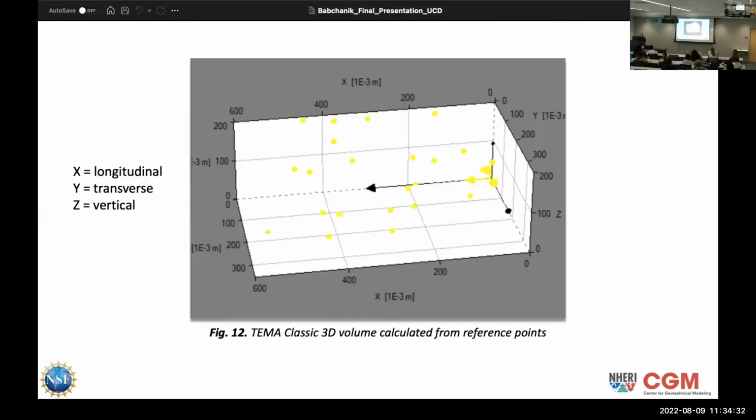So TEMA essentially calculates a volume from the given reference points that you give it, and from this point forward, if I mention 3D directions, if I forget to say X, Y, Z, just to help you guys, X would be the longitudinal, so going this way, and the cameras are essentially right here at the end, but X goes that way, which is longitudinal, Y is transverse for, I guess, the transverse cracks, and then Z is vertical.